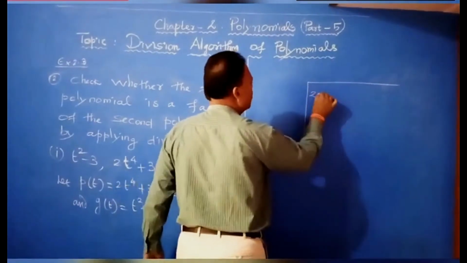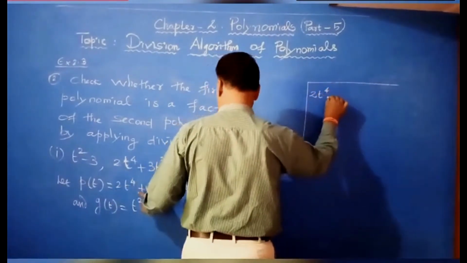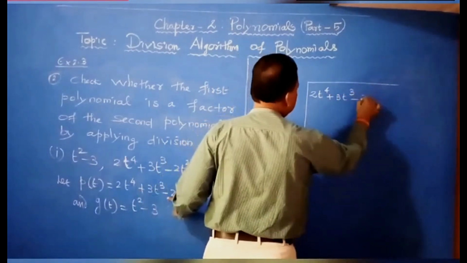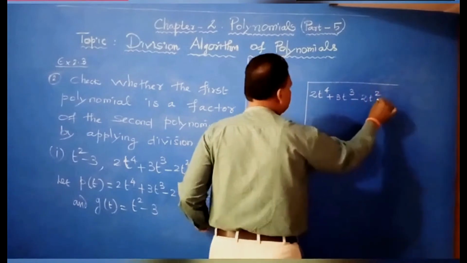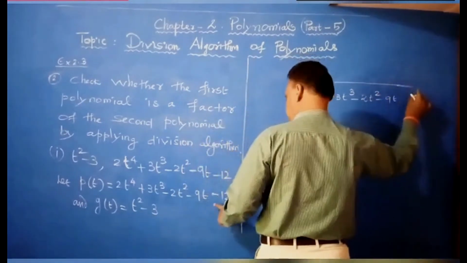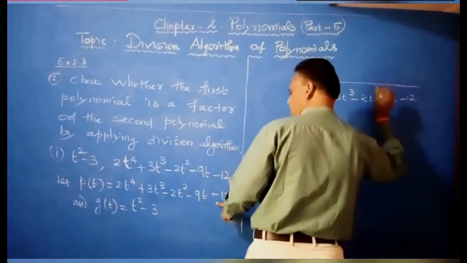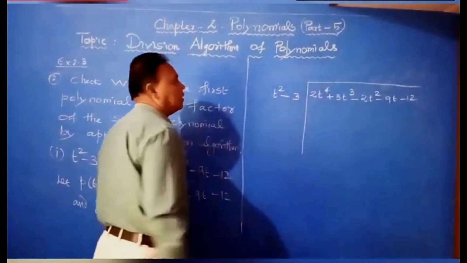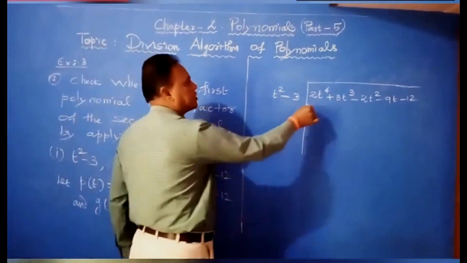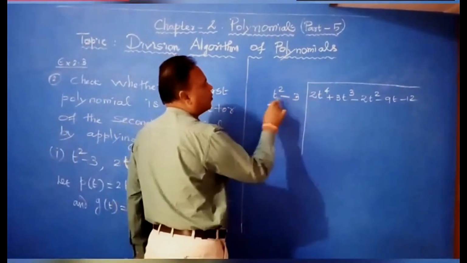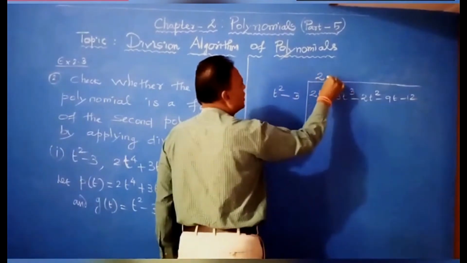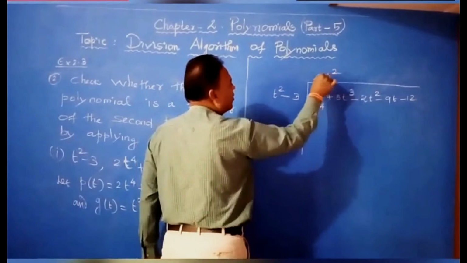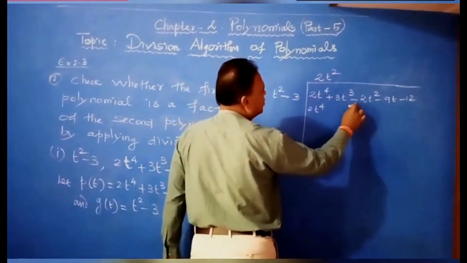Inside you write 2t power 4 plus 3t cube minus 2t squared minus 9t minus 12. Now this one right here, t squared minus 3. Now what you have to do is divide this first term by this one: 2t power 4 divided by t squared is what you will get, 2t squared. So multiply with this: 2t power 4 minus 6t squared right here.